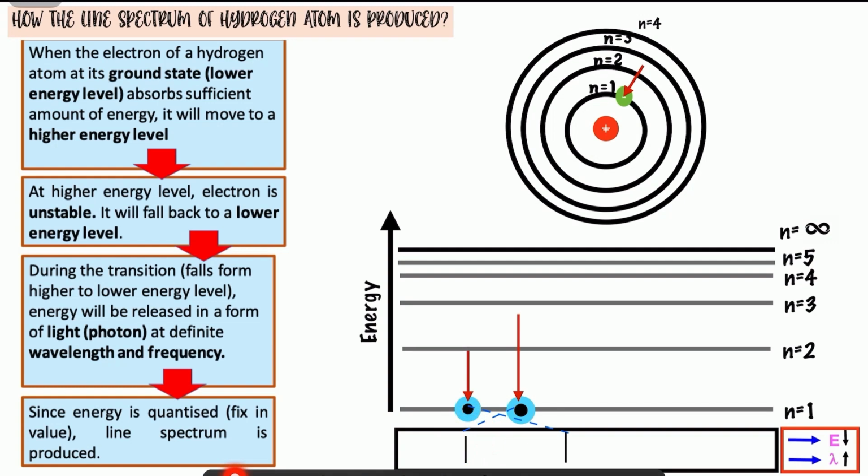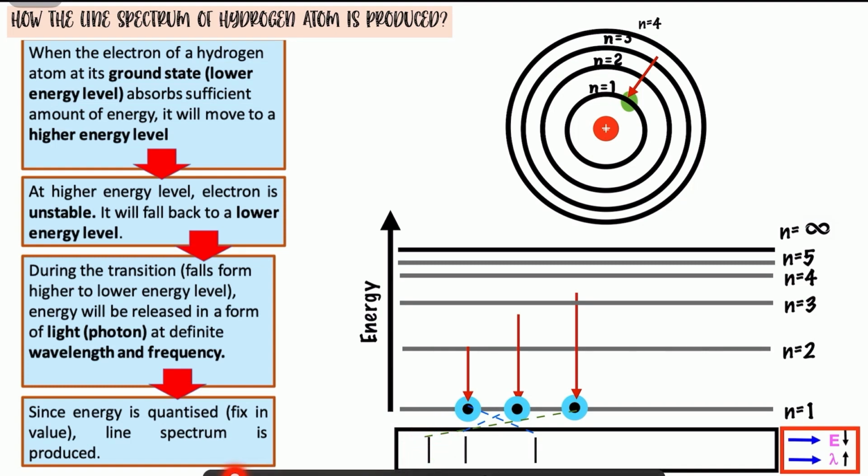Let's see another one. If the electron at n equal to 4 makes a transition from n equal to 4 to n equal to 1, it will release energy in the form of a photon. You will see it in light form, and this line has a specific wavelength and a certain frequency. So the line spectrum is produced.